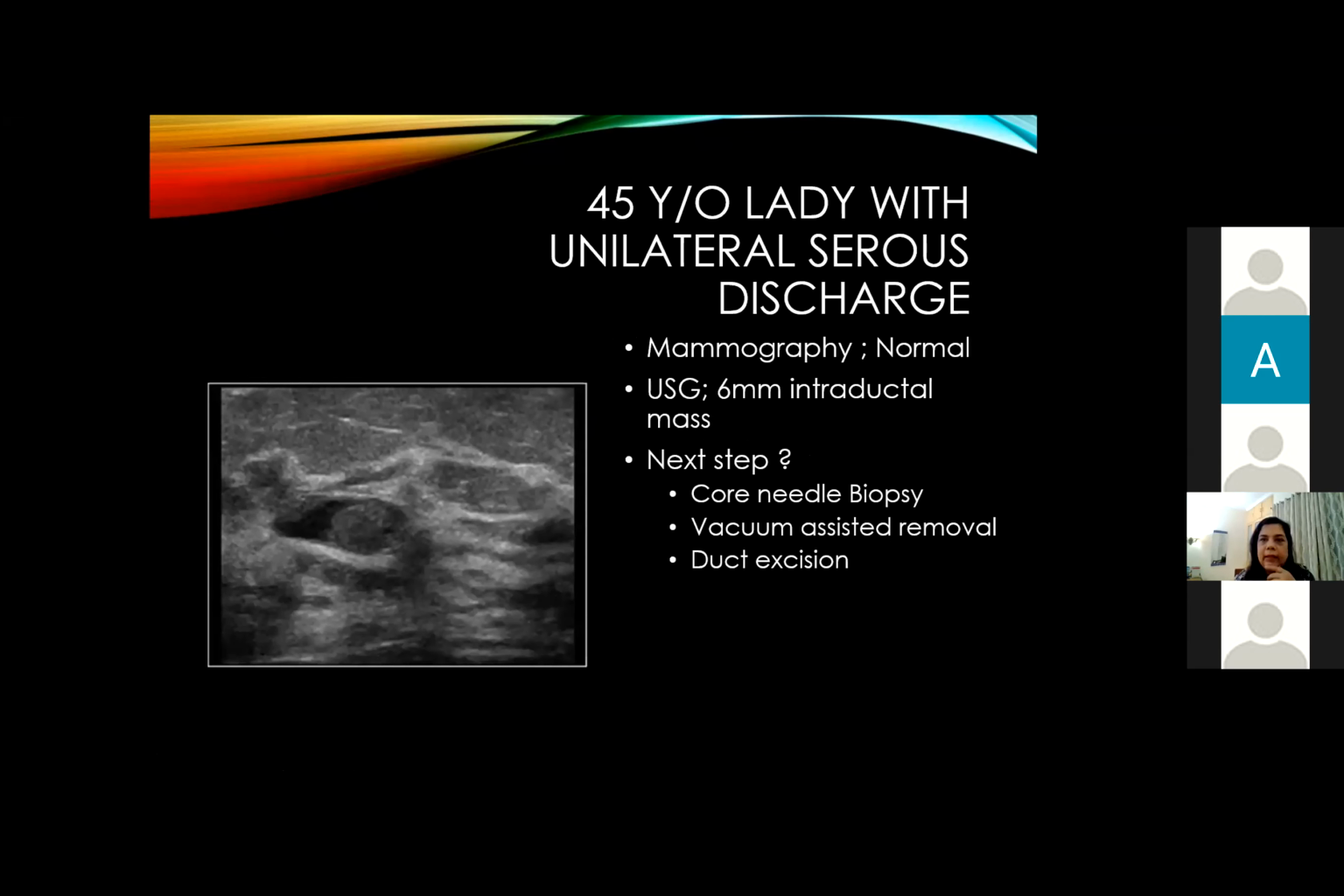On the other hand, when you have a lady with unilateral serous discharge and you're also getting an intraductal mass, you know that you're dealing with a papillary pathology, and then the next step could be tailored. So you could do a core needle biopsy, you could do straight away a vacuum assisted removal, or you could straight away go to a duct excision, right? So now what are the pros and cons of these methods?